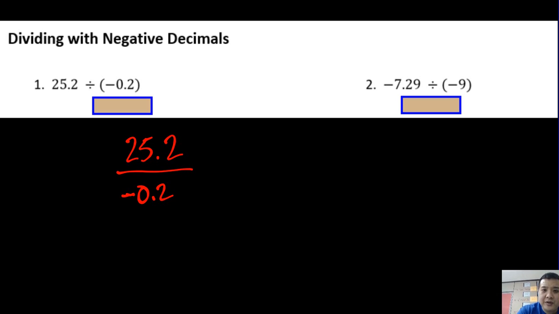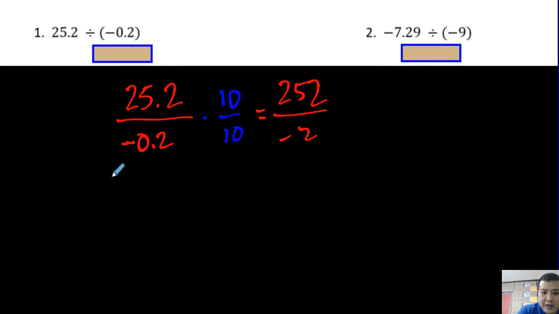We're going to make both of these whole numbers so that we can divide a little bit easier. That means we're multiplying both of these by 10 over 10. And as a result, what we get is 252 divided by negative 2. Some of us can do that in our head, but if we can't, we can use long division. Top dog in the house, 252 divided by negative 2.